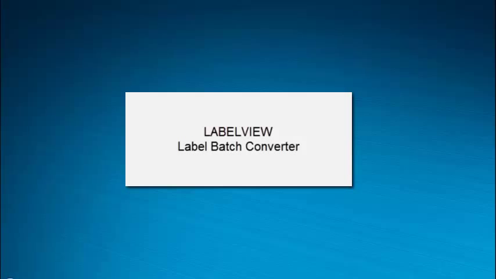Today we'll be going through the process of converting labels from a version of LabelView previous to version 9 to a version of LabelView after version 9. So, for the purposes of this example, we'll be doing a conversion of labels created in version 8.6 of LabelView, and we're converting them so they can be used within the LabelView 2012 software.